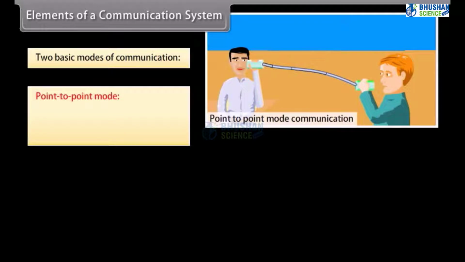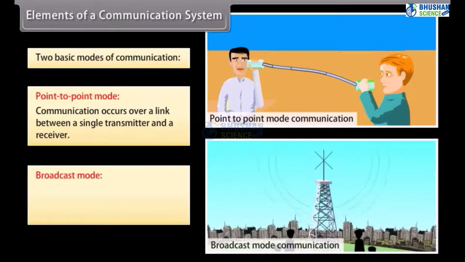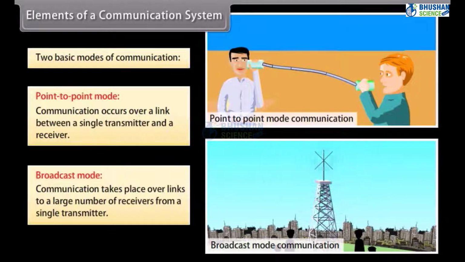2 basic modes of communication. Point-to-point mode. Communication occurs over a link between single transmitter and a receiver. Broadcast mode. Communication takes place over links to a large number of receivers from a single transmitter.